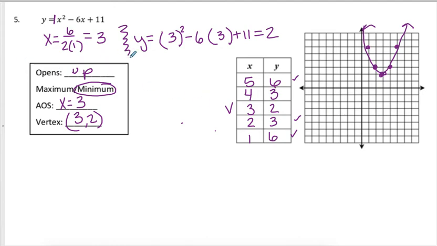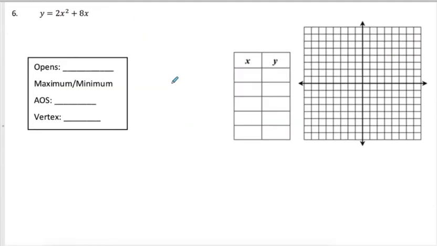All right, on number 6, our last one today. Hopefully we're seeing this pattern using our calculator well. We have y equals 2x squared plus 8x. Notice that there's no c here, so as my reminder, I'm just going to put plus 0. I have a positive a, so that opens up, giving me a minimum. I want to find the axis of symmetry, so what does x equal? Opposite of b over 2 times a. So now we have negative 8 divided by 4, which is negative 2.